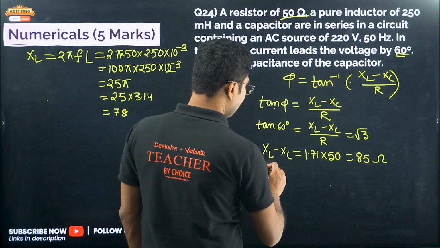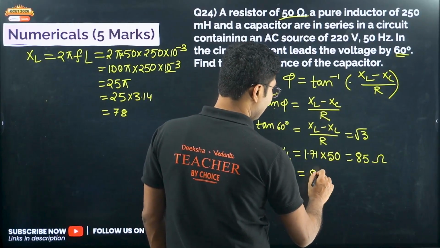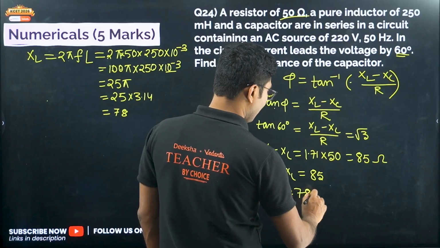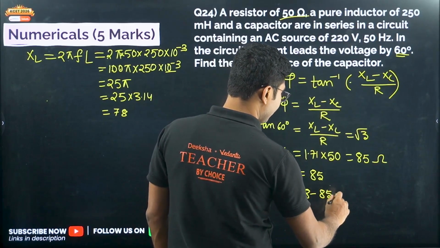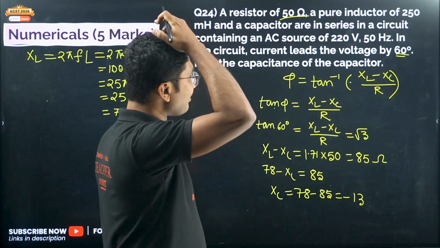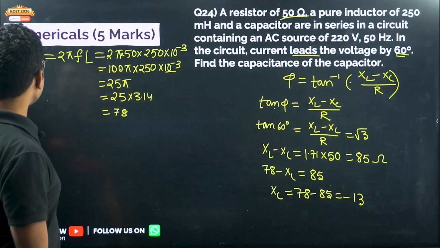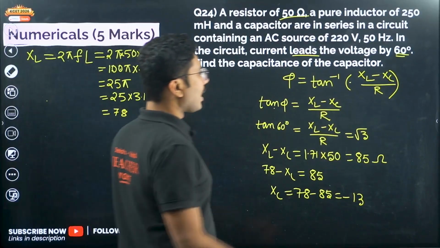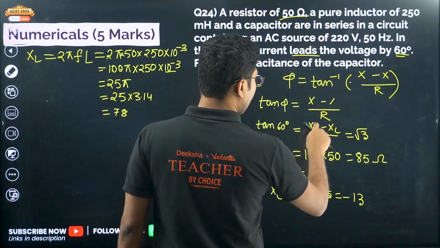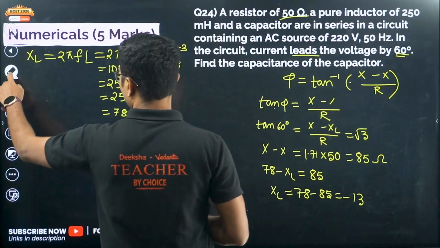So now we will use 78 minus XC equals 85. Okay, so XC equals 78 minus 85, which is equal to minus 13. So here what mistake we have made is that they have mentioned current leads the voltage, but we have taken current lags the voltage. So only one small correction we need to do over here: instead of XL minus XC, we do not want this negative sign. Okay, that is the major thing.